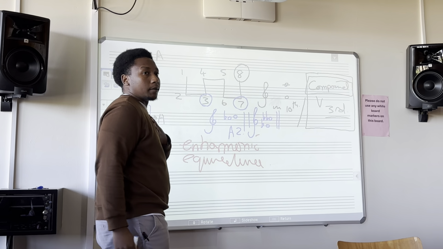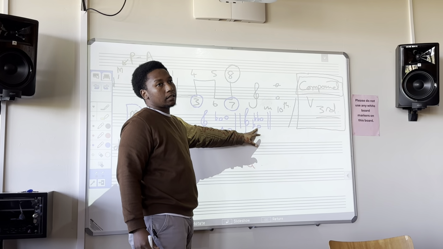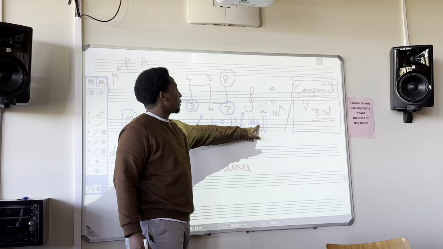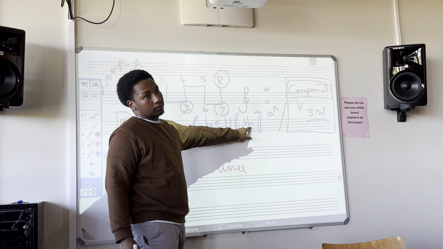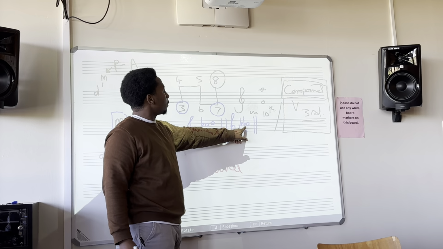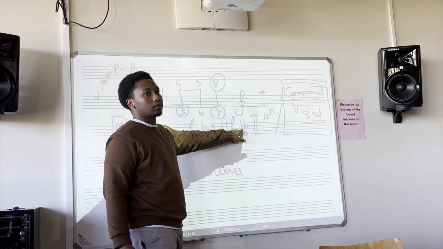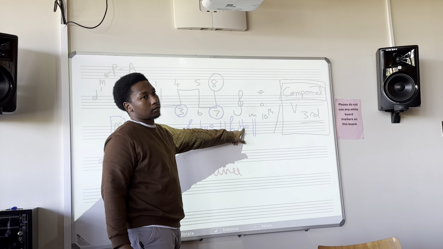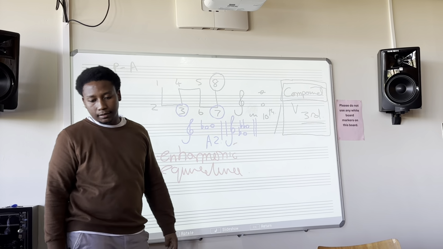So they ask you this one. You have E flat, and then you have C double flat. So in future, if you see two flats like this, it's called a double flat. Okay, let's try that one.